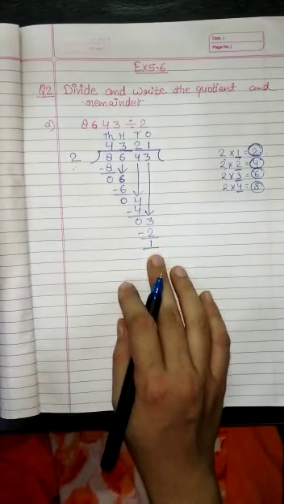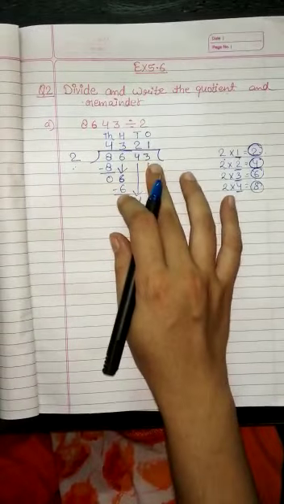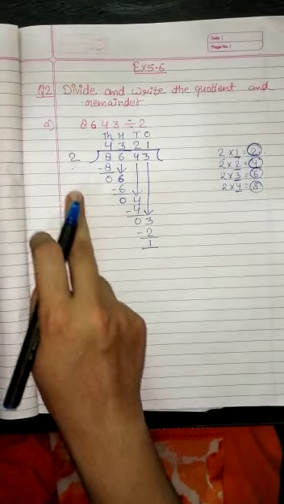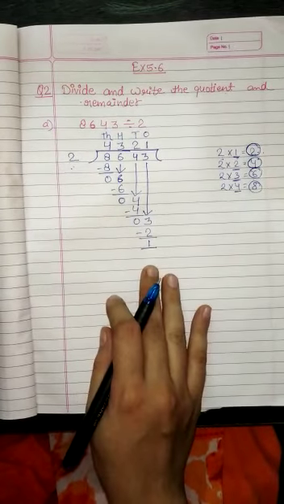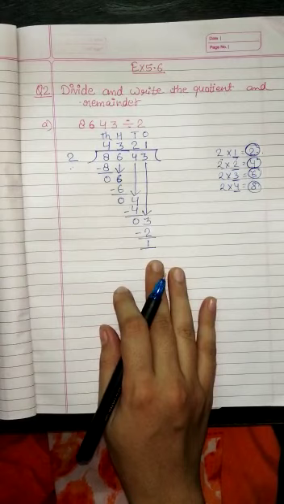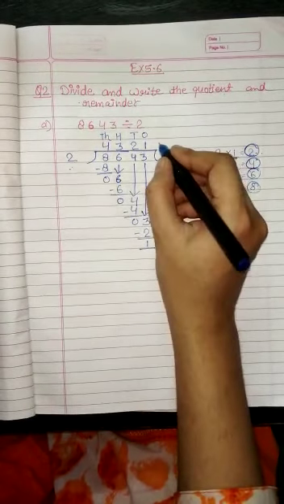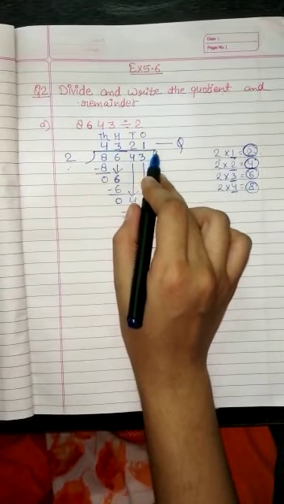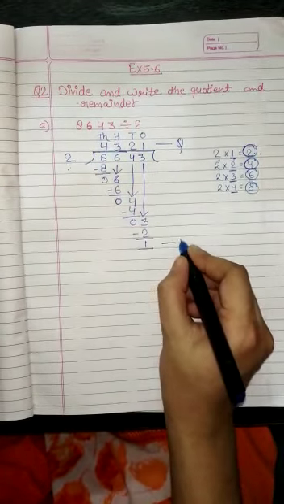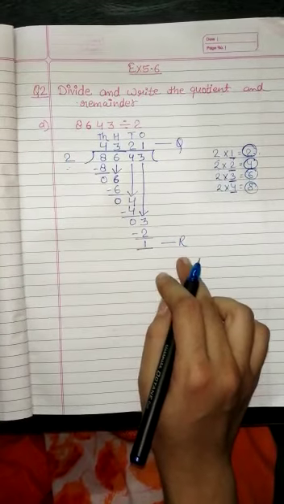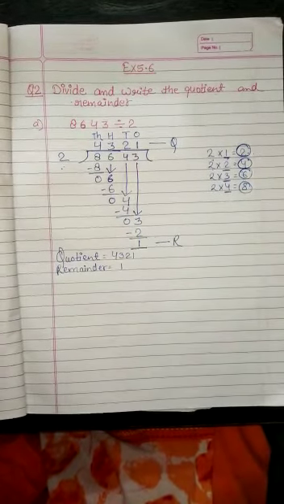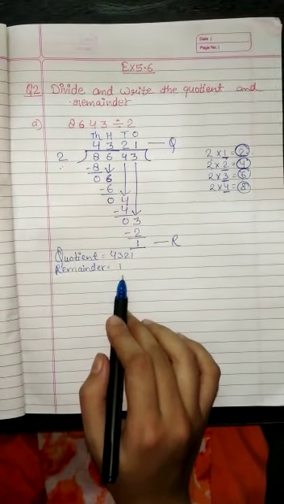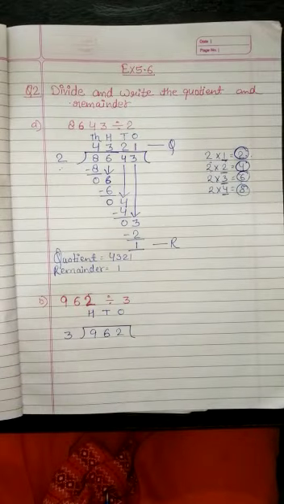Okay. Now how do we come to know that we have completed the division? Because we have used all the digits. Our remainder, is it smaller than the divisor? It is smaller. It means we will not divide further. Our division is finished here. So this is our quotient. What is our quotient? 4321 is the quotient. And what is our remainder? Remainder is 1. We'll mention the things below. So our quotient is 4321 and remainder is 1.